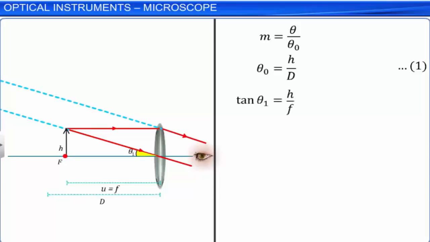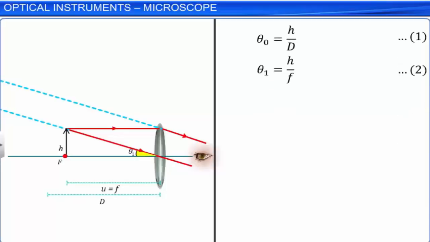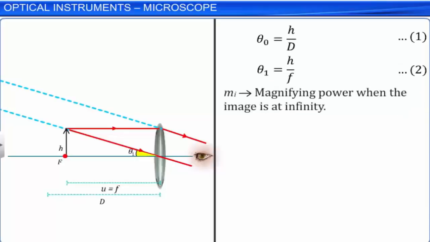If the angular magnification of the simple microscope when the image is formed at infinity is m_i, then m_i is equal to theta 1 by theta naught. On substituting the values of theta naught and theta 1 from equations 1 and 2, and on further simplification, we get the angular magnification or the magnifying power of the simple microscope as m_i is equal to D by f. Let this be equation 3.